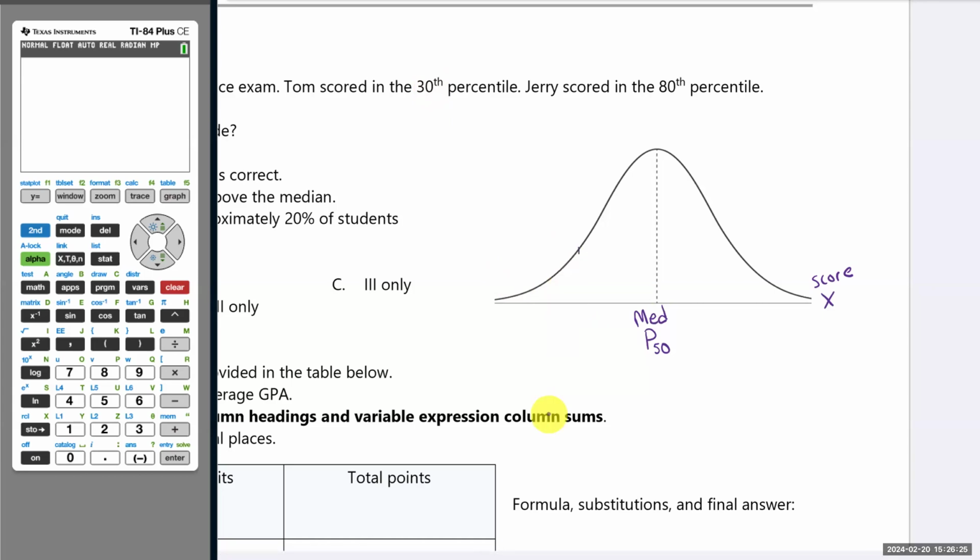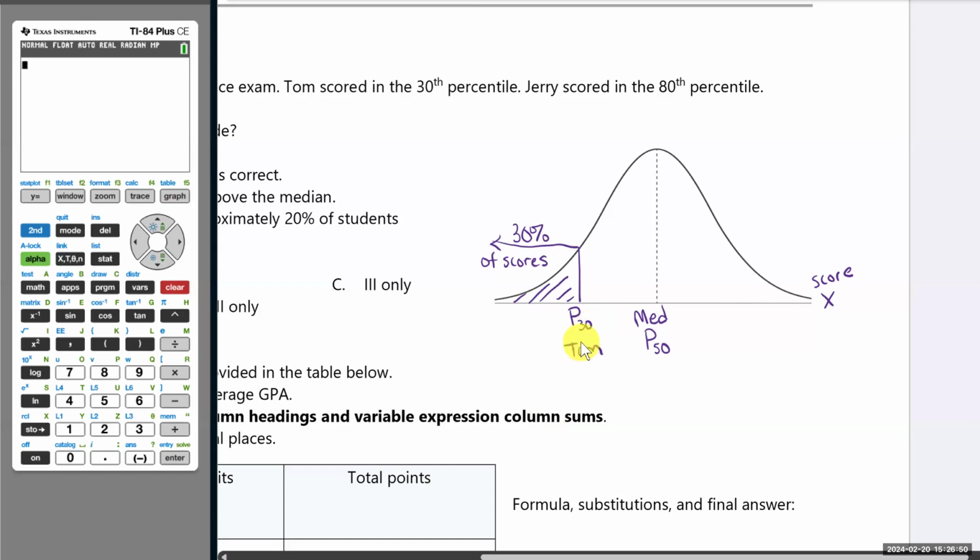So Tom is somewhere to the left on the number line. So this would be P30, 30th percentile, that's Tom. And what that would tell me, I'm just going to shade here, that would tell me that approximately 30% of scores were below Tom. So percentile is the percent of data below that value. So I don't know what Tom got. I only know that 30% of scores were lower.